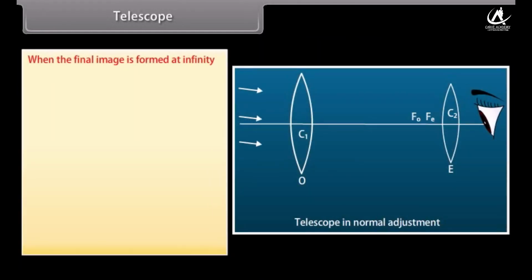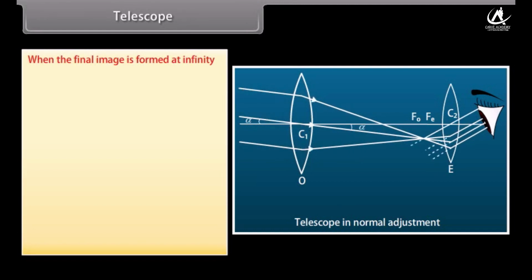When the final image is formed at infinity, the objective lens O collects parallel rays from the distant object. So, an image I is formed at the principal focus FO of the objective. Since the final image is at infinity, therefore I must be at the principal focus FE of the eyepiece. Thus, FE and FO are at the same place.